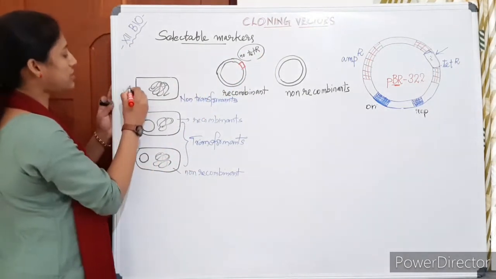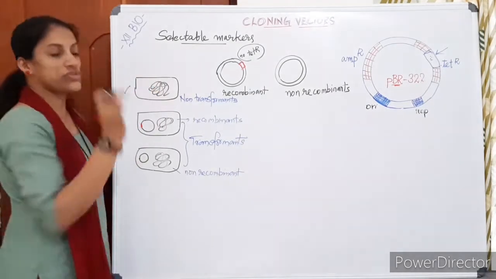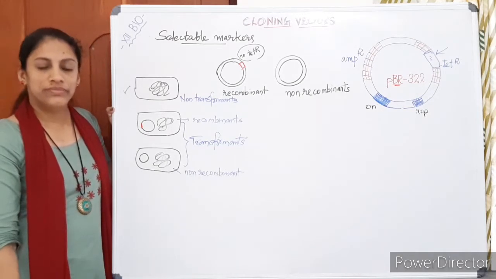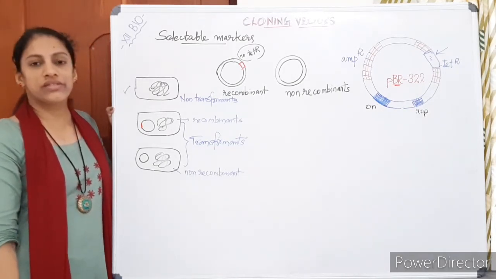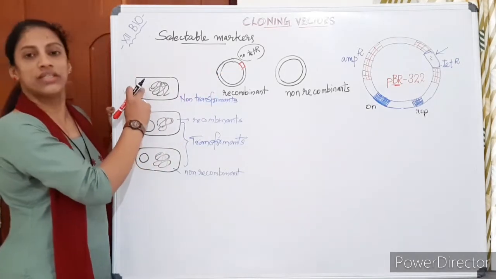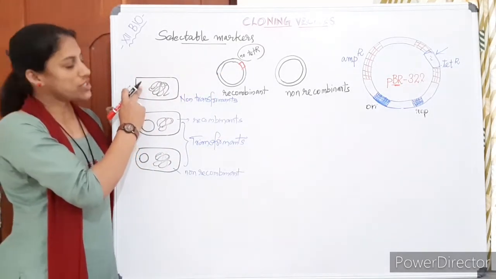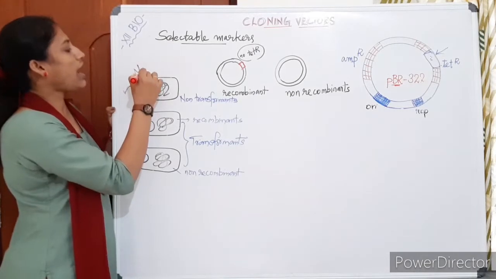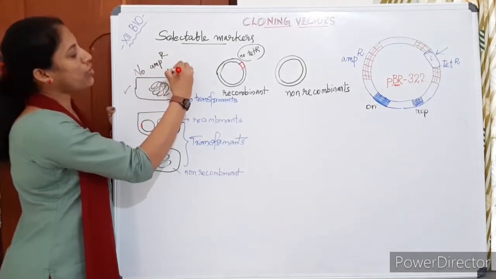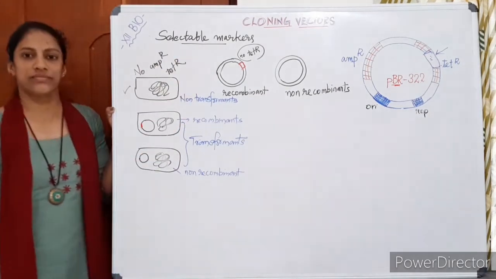Okay, so the first case, non-transformants. Will they show ampicillin resistance? Will they show tetracycline resistance? No, because they haven't received the plasmid. So this will not show ampicillin resistance, no ampicillin resistance, no tetracycline resistance.